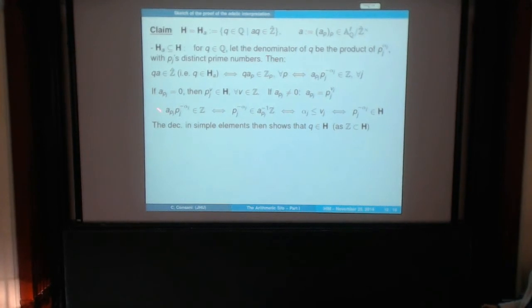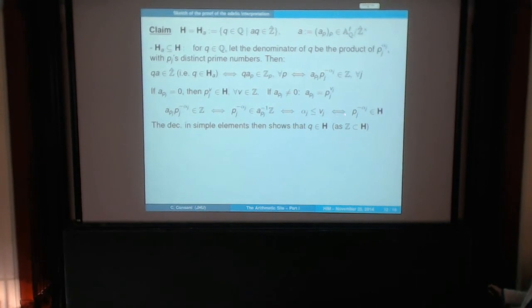So this condition, which is equivalent to the fact that q is in H_A, is equivalent to saying that evidently p_j to the minus alpha_j, so you move the H_{p_j} to this side, and then look at the definition of the Adeles A. So this means that alpha_j is less than or equal to v_j, if and only if p_j to the minus alpha_j belongs to H. So then with the implementation of the decomposition, this fact shows that q is in H.